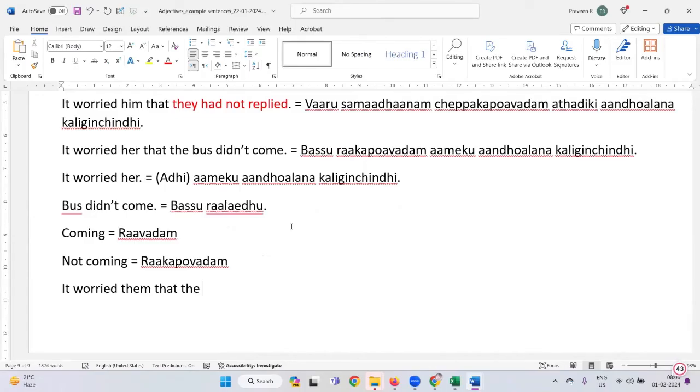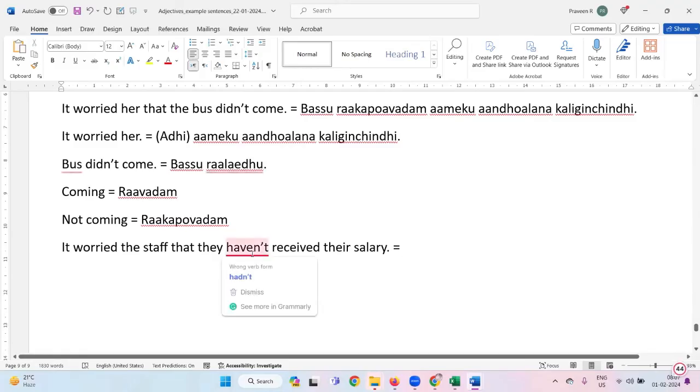A simple sentence like, it worried them that, okay, so it worried the staff that they haven't received their salary. Okay, so this is also a kind of reason, they hadn't.